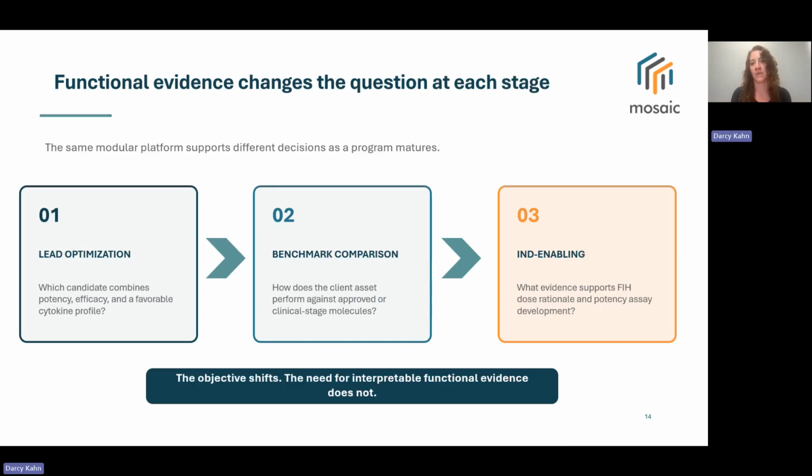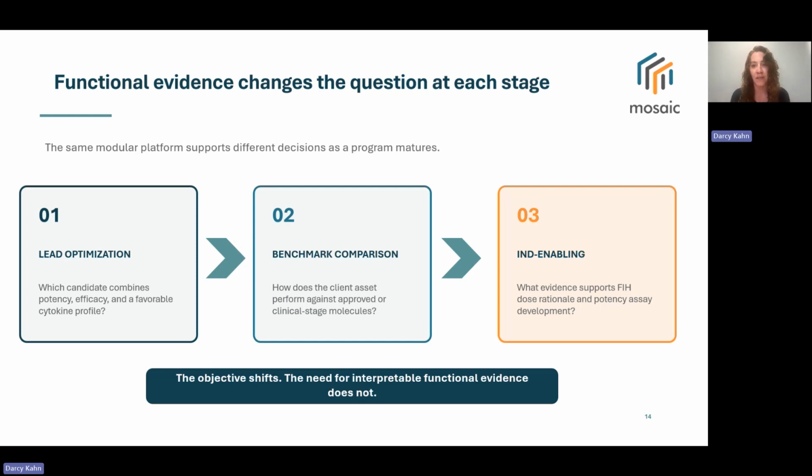You might wonder where this would actually plug into your program. It's not one moment, it shows up at a few different points depending on the question you're asking. So in lead optimization, if you're ranking candidates on potency, efficacy, cytokine profile before you lock in a lead, this would be important to do at that point.